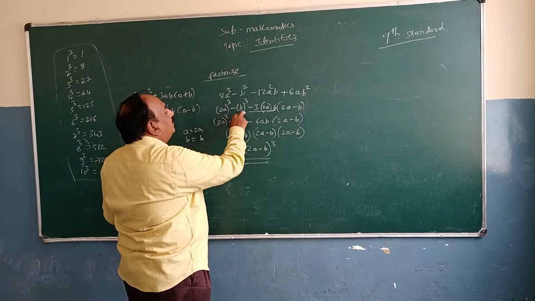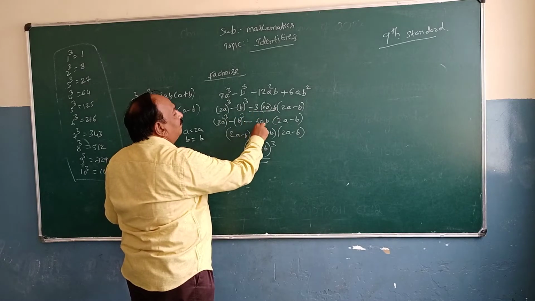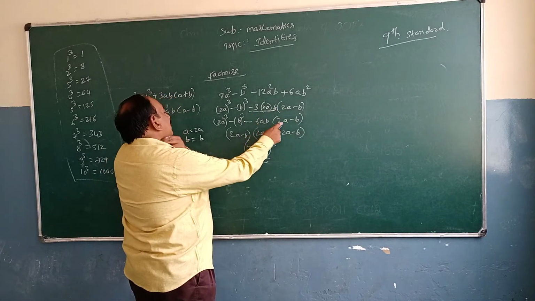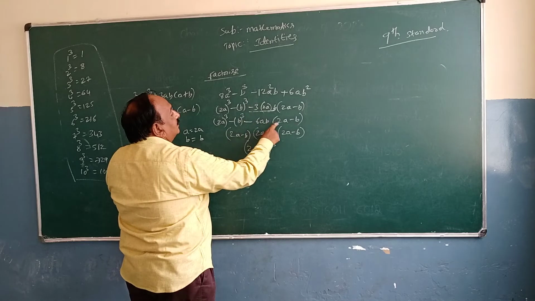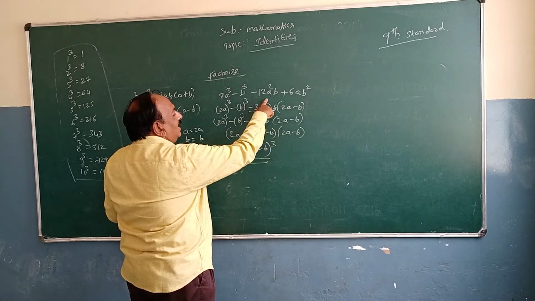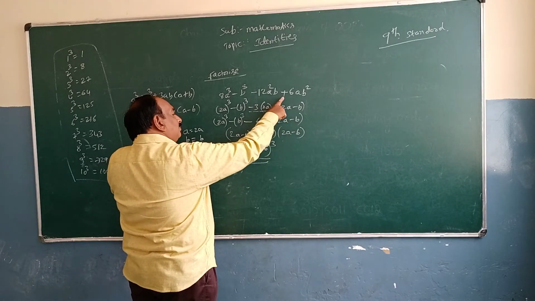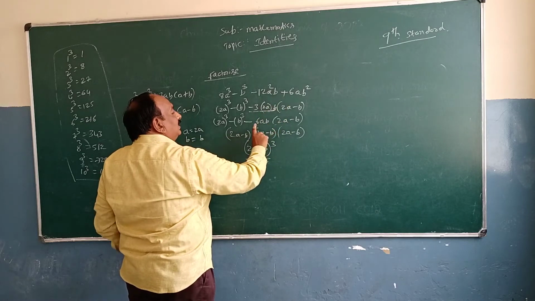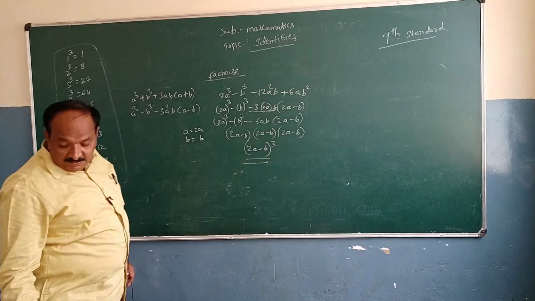2a whole cube, b whole cube, 3 2s are 6ab into 2a minus b. Plus into minus minus, 6 2s are 12, 8a square b, minus into minus plus, 6 1s are 6, a into b square, ab square.